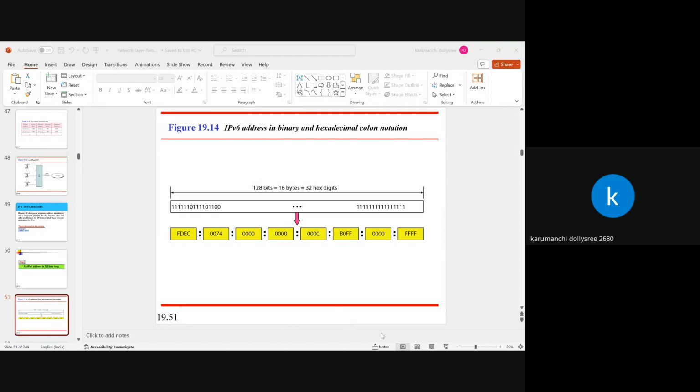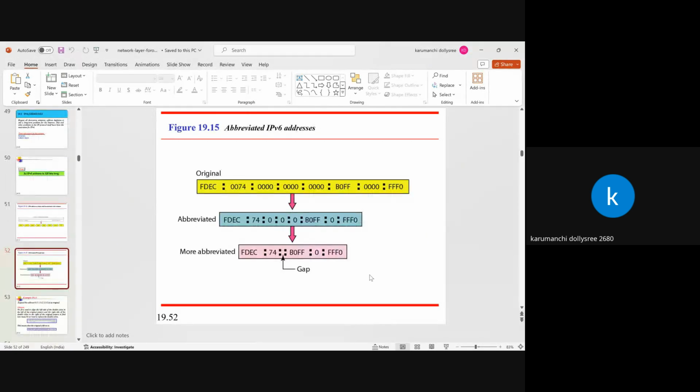So if you see how we are going to abbreviate an IPv6 address, you can see the original data and how we are converting it into a small one, right? So we have the IP address in hexadecimal format. It is very long, and we have many digits with zeros, right? So in this case, what we are going to do is abbreviate the address.